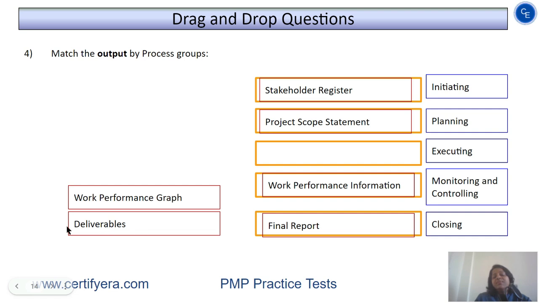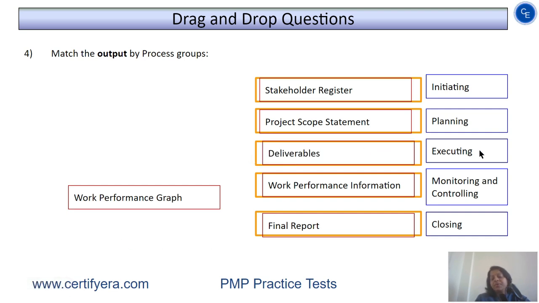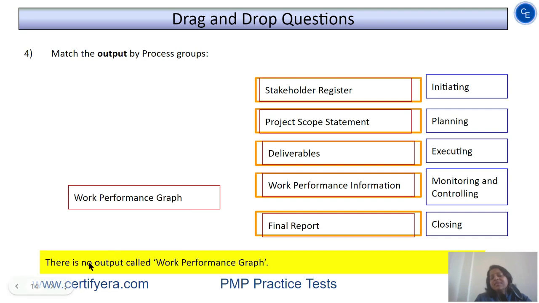Let us look at the next item, that is deliverables. Deliverables are the actual product or output that we create as part of a project life cycle. We create the output as part of the construction phase or execution phase. We carry out project work and create the deliverables, so it belongs to the executing process group. And work performance graph, as we discussed, is not an output from any of these processes, so we are not going to drag this item. So this is how we are going to attempt the drag and drop questions.